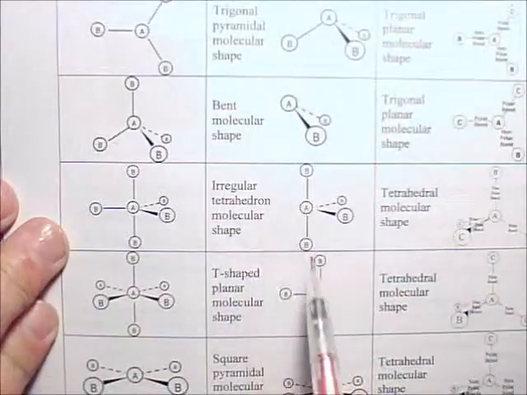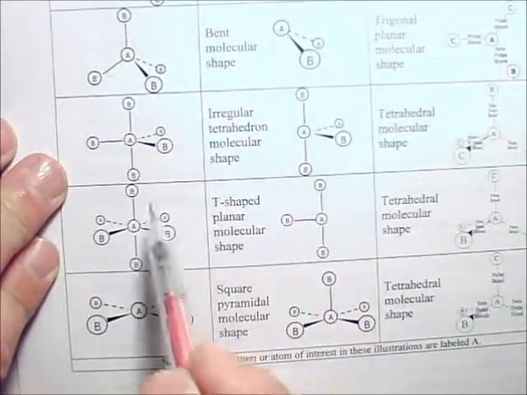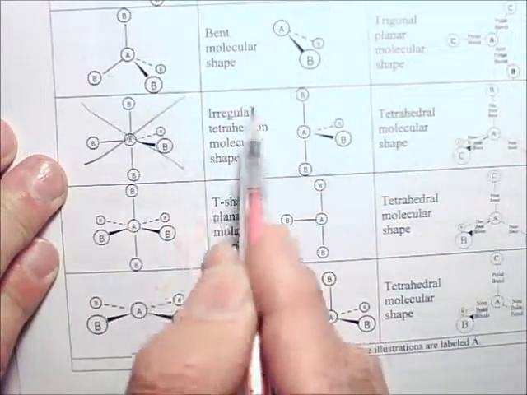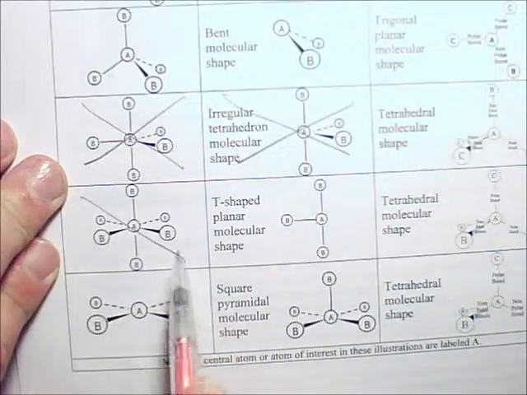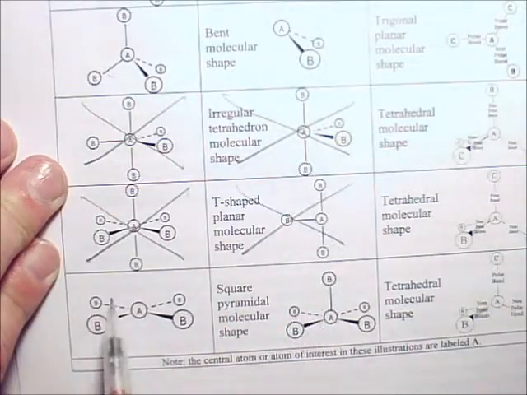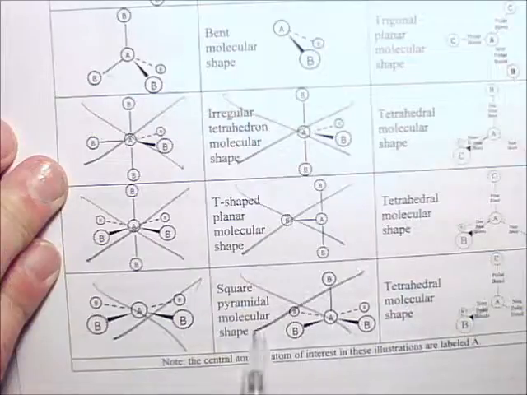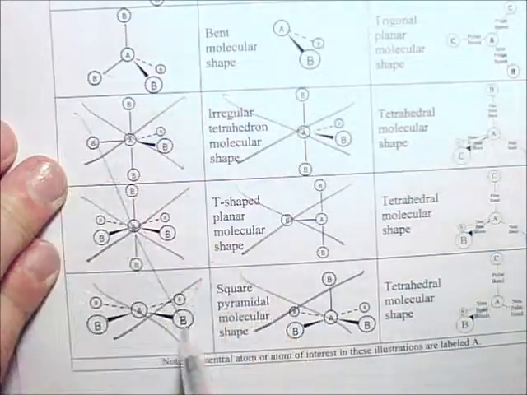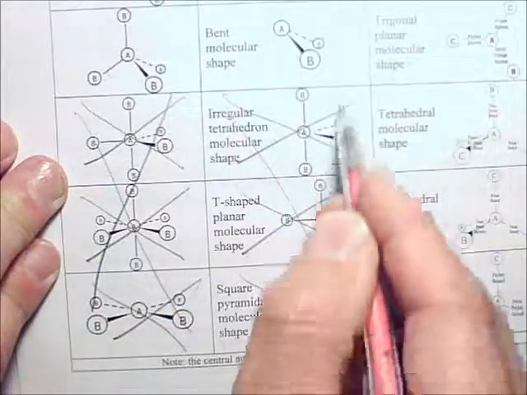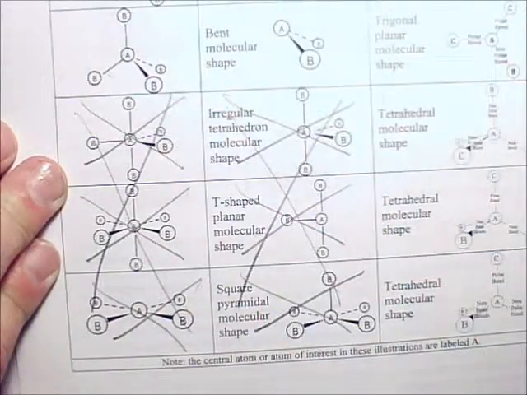Now, in this class, in a CP chemistry class, we don't worry about these shapes down here. We're not going to get that deep. You may need that when you go to college. In fact, I'm sure you will need it when you go to college. But for right now, in this class, these shapes you don't need. That make sense? All right.